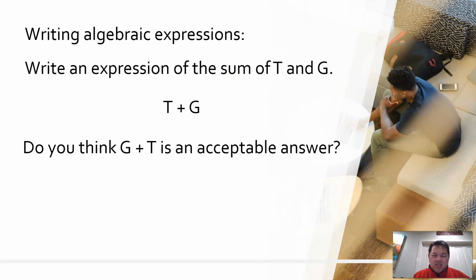One question I need to ask you. So if someone actually say, is g plus t acceptable? What do you think? Do you think g plus t is acceptable? That's right. You can accept this. Okay. So this is actually called a commutative law. In fact, we will be talking about it later on in this topic. So g plus t is also acceptable.